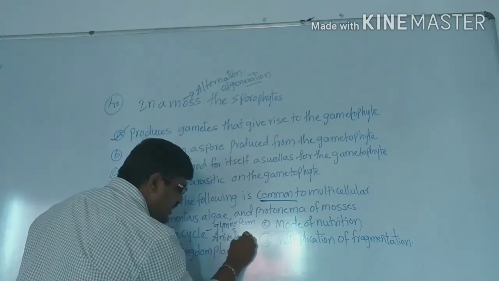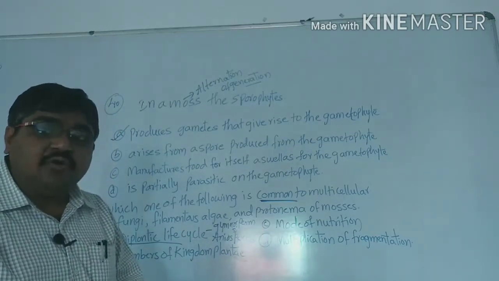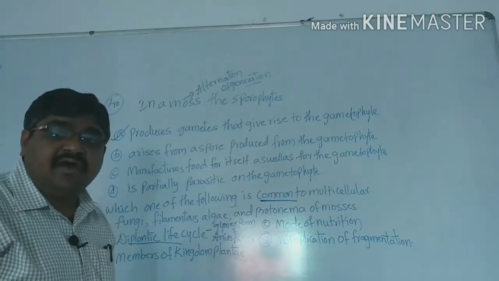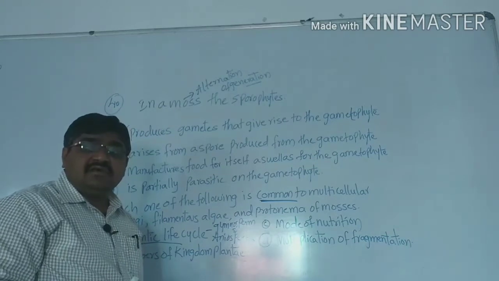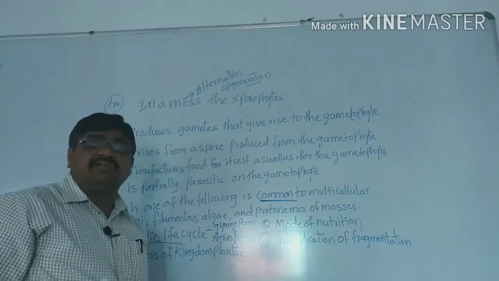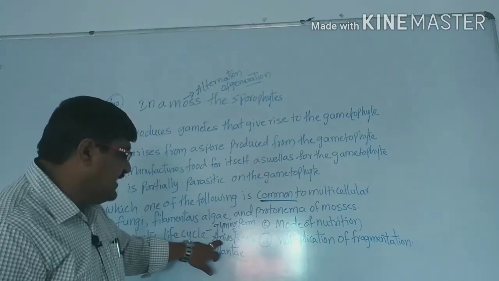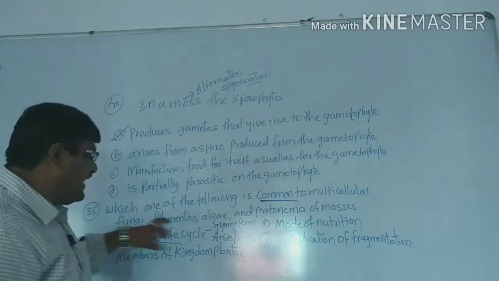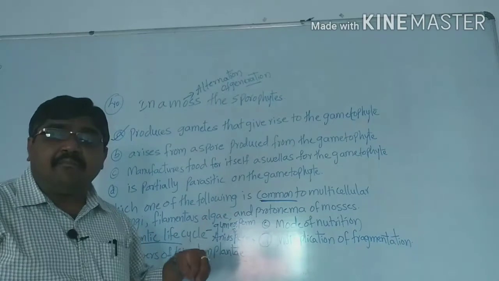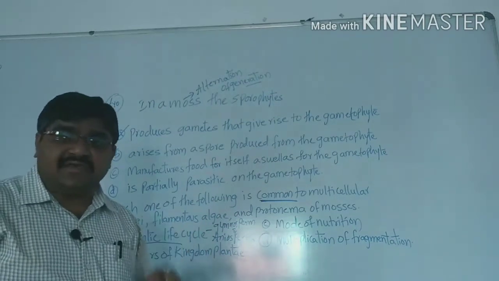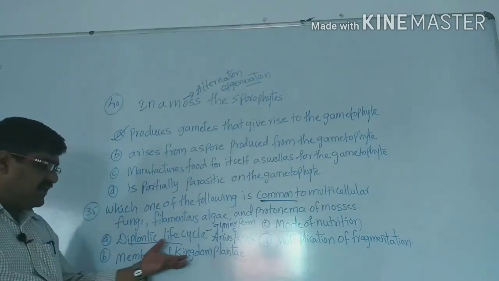It is seen in gymnosperms and the angiosperms, where the sporophyte is the dominant phase and the gametophyte stage comes later. So this diplontic life cycle is seen in gymnosperms and angiosperms, but not in the fungi, algae, and mosses. In these we will see haplodiplontic life cycles. Next, B option, members of kingdom Plantae.